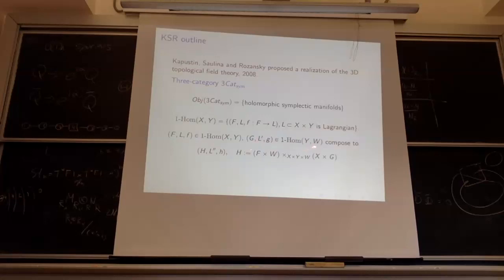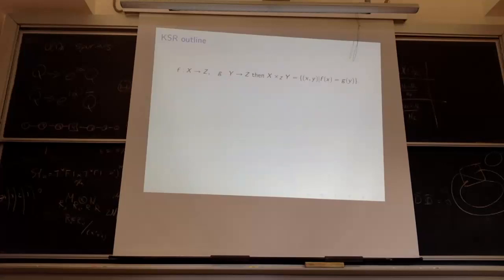Okay, so now I need to define what the morphisms are. Suppose we have a composition. We want to write a composition between this, which is Hom from X to Y, and this, which is Hom from Y to W. Well, what you do is a fiber product. That's what they say. You intersect Lagrangians and you intersect the fibers over the Lagrangian. Okay, so that's the definition. Let's keep going, and that's the fiber product.